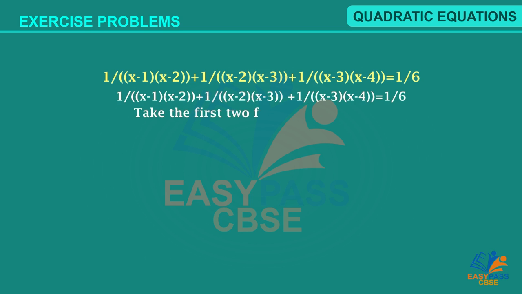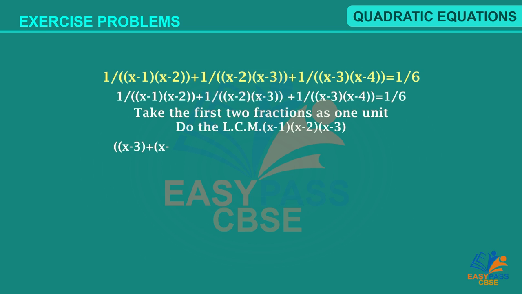Now take the first two fractions as one unit. LCM is x minus 2, x minus 1, x minus 3. So we have in the numerator x minus 3 plus x minus 1. Second one, 1 over x minus 3 times x minus 4 equal to 1 over 6. Again, LCM for both of the fractions: 2 times x minus 2 over x minus 1, x minus 2, x minus 3, plus 1 over x minus 3, x minus 4.